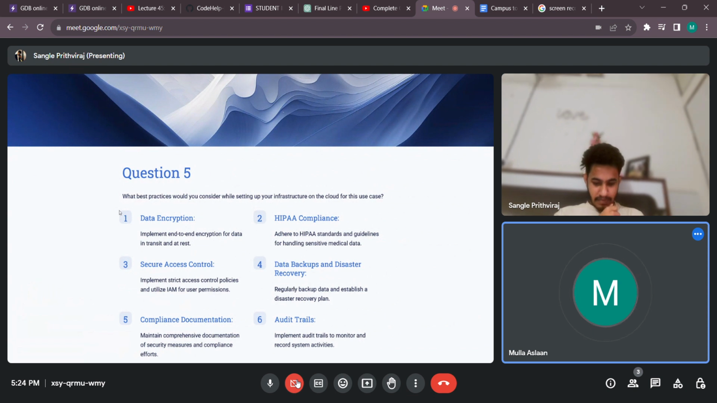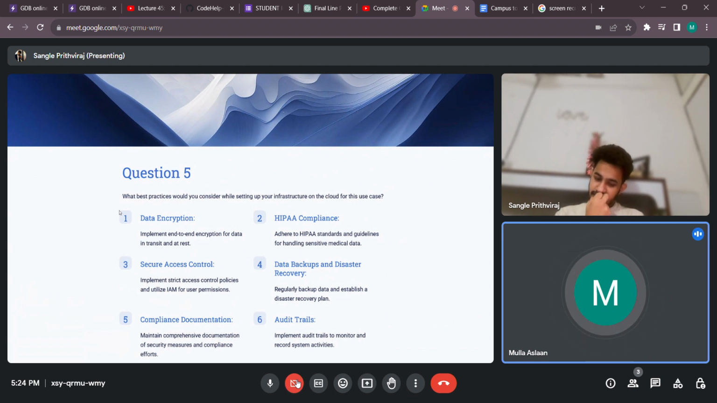Secure access control is another cornerstone of our cloud infrastructure. It's akin to the multiple layers of security at a high-tech facility. We implement strict access control policies and utilize identity and access management to regulate user permissions. Only authorized individuals can access and manipulate data, ensuring confidentiality and data integrity.